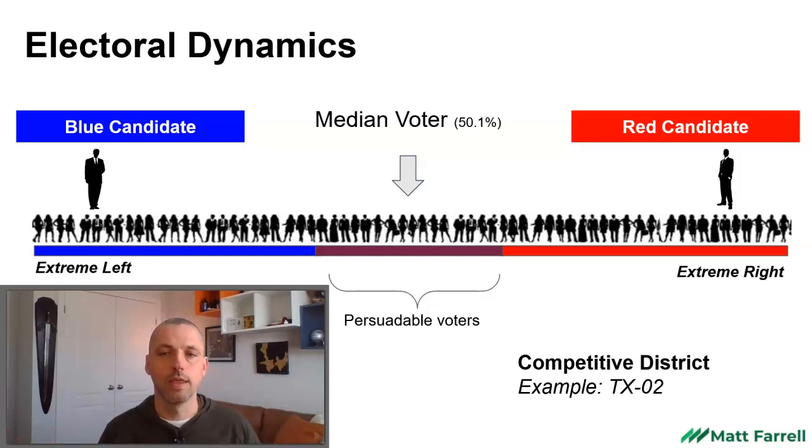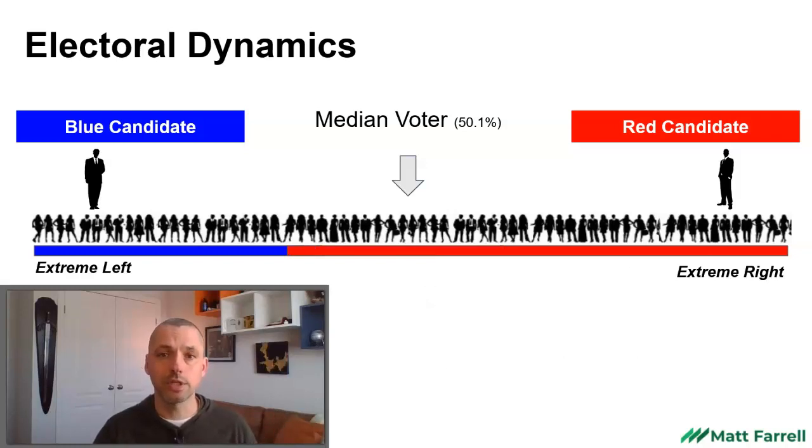the Republicans, and sometimes, often, there is an even split of potential voters for each party. This would be considered a competitive district, where there are persuadable voters in the middle. Now, this is an example of Texas' 2nd Congressional District, one held in the past by Dan Crenshaw.